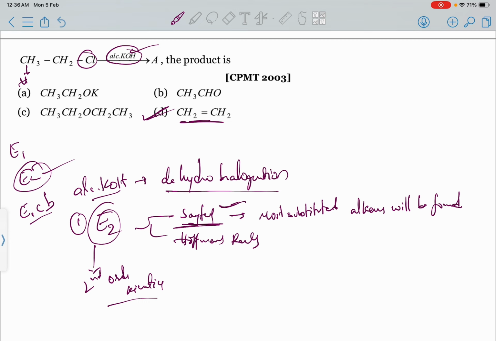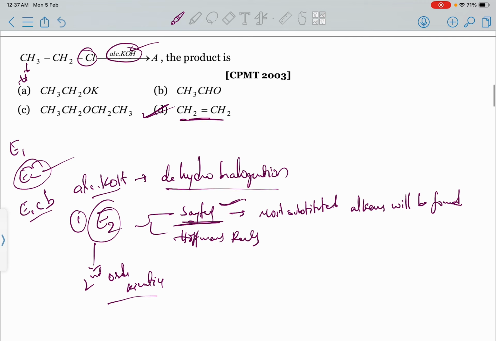I'm pretty sure that you are understanding what I want to convey. See, this is E2 elimination out of E1, E2 and E1CB reactions. These three are eliminative mechanisms, and in that it follows the E2 mechanism. E2 mechanisms do involve the elimination of dehydrohalogenation as said, and it follows Zaitsev rules and Hoffman's rules.